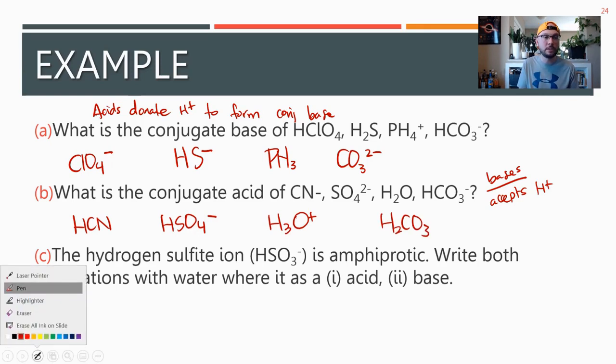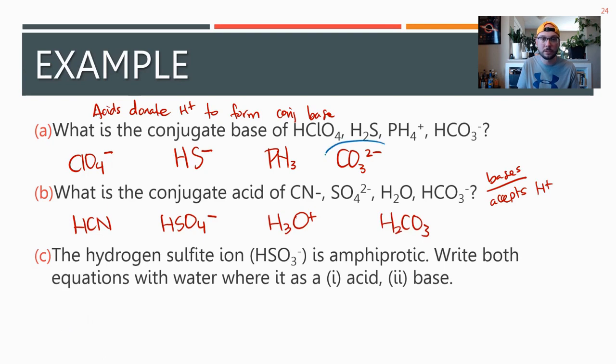And again, we can see this amphiprotic substance here. In this case, we lost a hydrogen to form CO3 2-. In this case, we gained a hydrogen. So we can see that sometimes this hydrogen carbonate ion can accept or donate based on what it's combined with. All righty, last question here. We're going to write both the equations with water where hydrogen sulfate ion acts as an acid in the first case and a base in the second one.